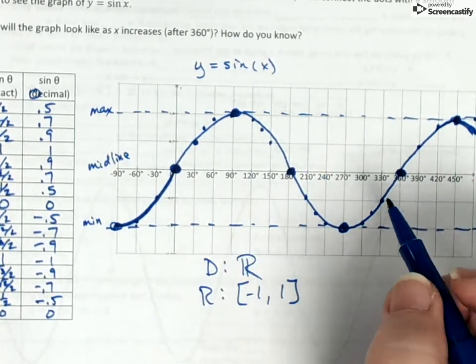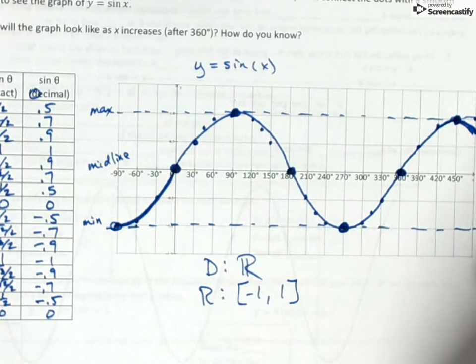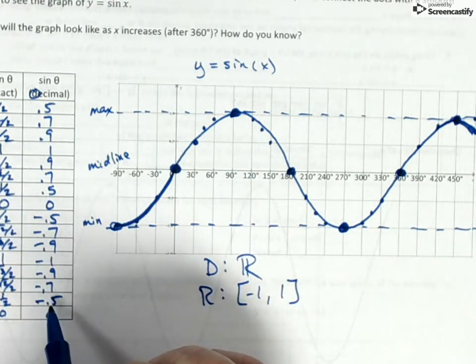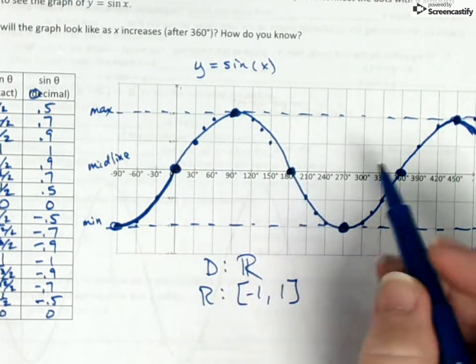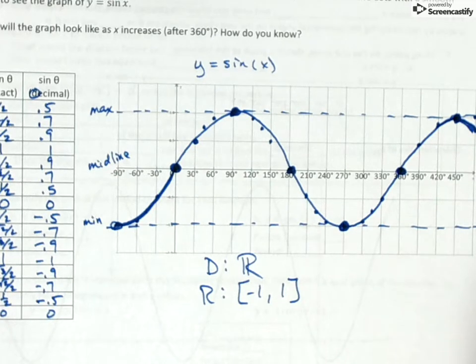Those key points, those key values, are going to be what you're going to graph when you're creating graphs that you don't have specific points for. You're going to graph your midline, maximum, midline, minimum, midline, maximum, and so on.